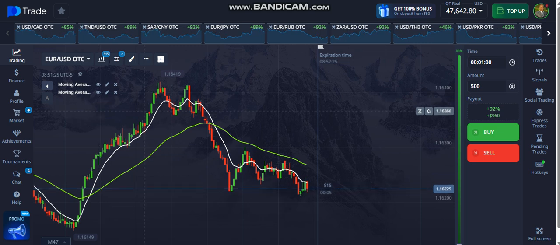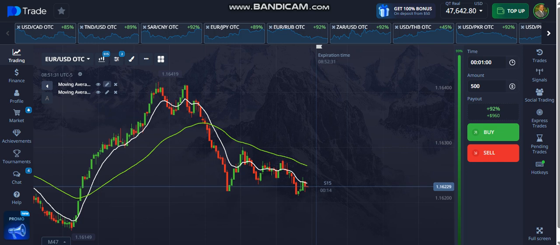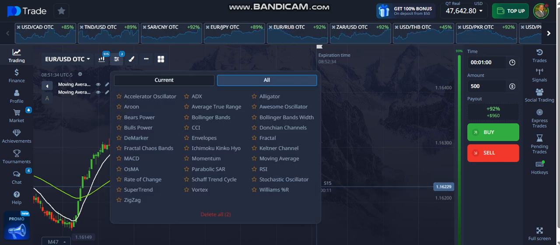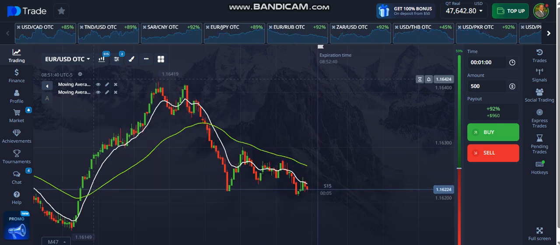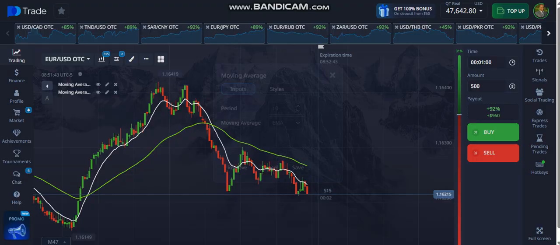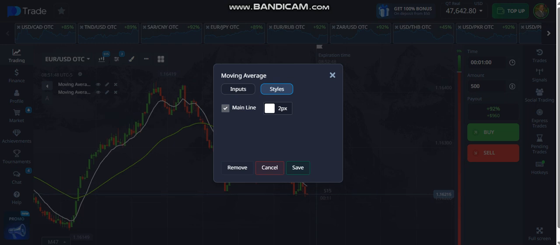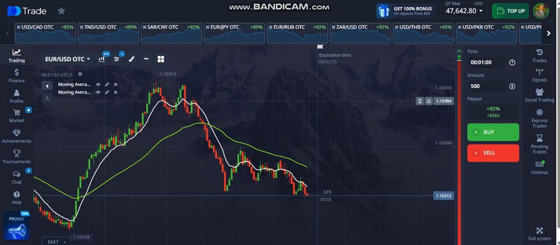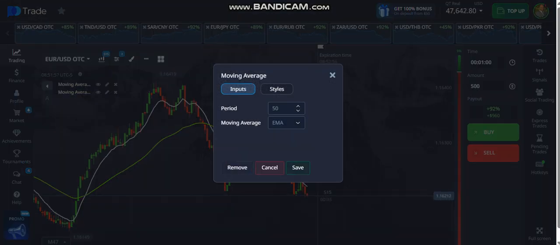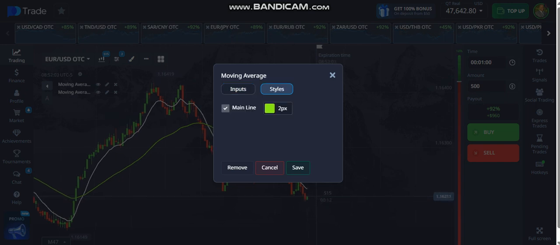So the strategy that I'm utilizing takes advantage of two moving averages here. What you would do is go into your indicator section and click on moving average twice, and then this will pop up here. The first moving average I've set to 10 period EMA. The line I've set to white, 2 pixels, and then you just go ahead and save.